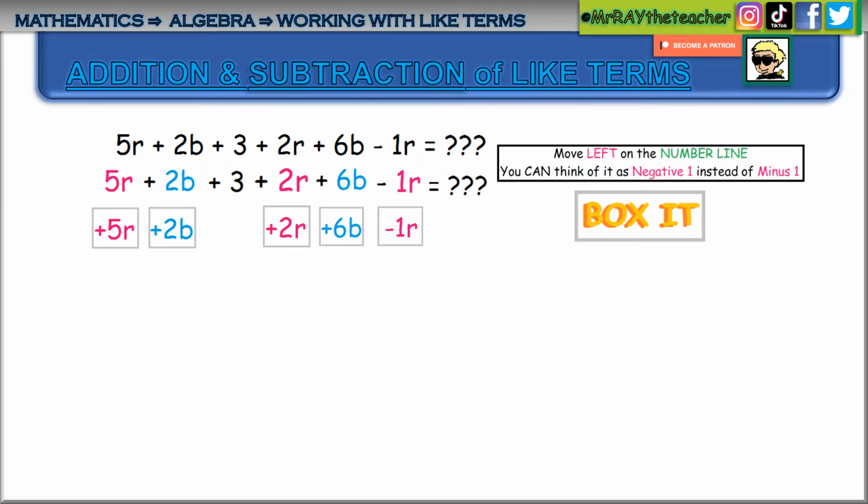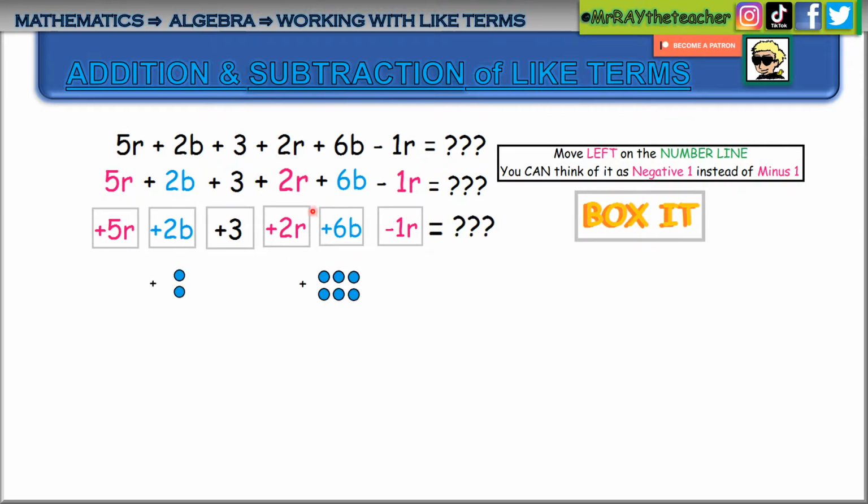And remember, you move left on the number line. You can think of -1 instead of minus 1. Alrighty, so when you've got the minus here, yeah? And with your +3, move right. I do have another video on that extensively. So what does it equal?